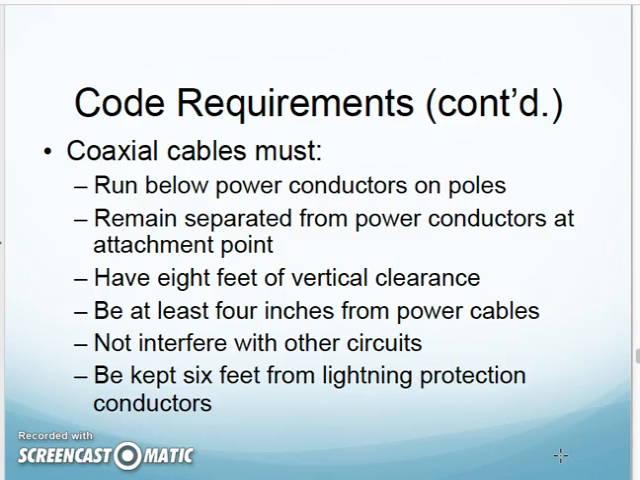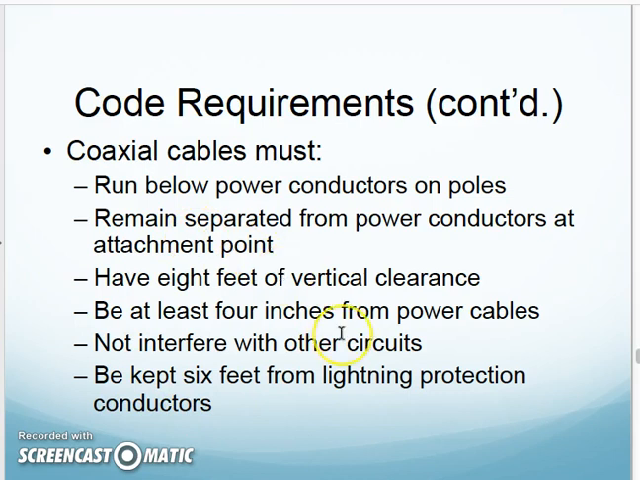Coax cables must be run below power connectors on poles. Yep. Actually, if you look at telephone poles in your area, if you don't have underground wiring, the very top wires on the pole are electricity. As you come down the pole, maybe like a third, that's where your phone and cable, coax, fiber, phone cables are located. That way they are separate from the power wires.